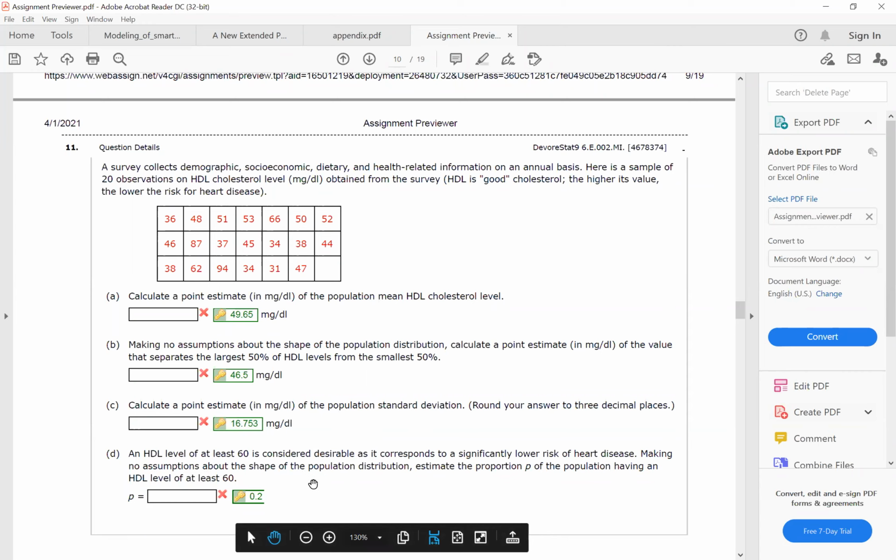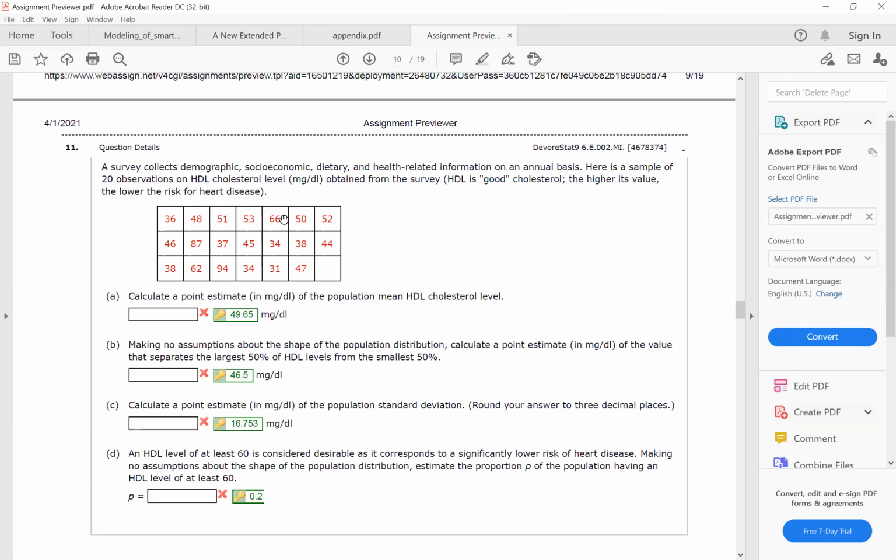Now the last one. An HDL level of at least 60 is considered desirable as it corresponds to a significantly lower risk of heart disease. Making no assumptions about the shape of the population distribution, estimate the proportion p of the population having an HDL level of at least 60. So you have to find the proportion where the values are either 60 or more than 60.